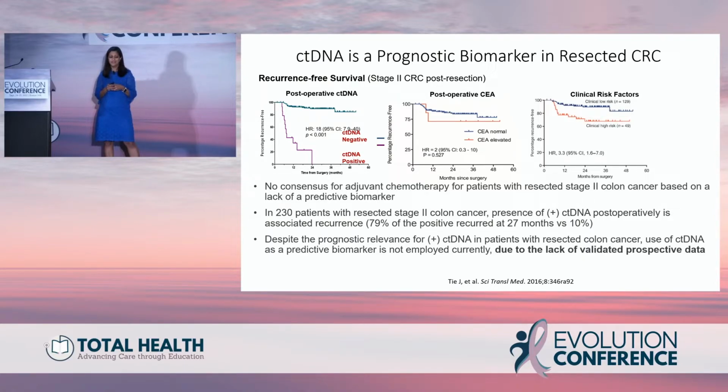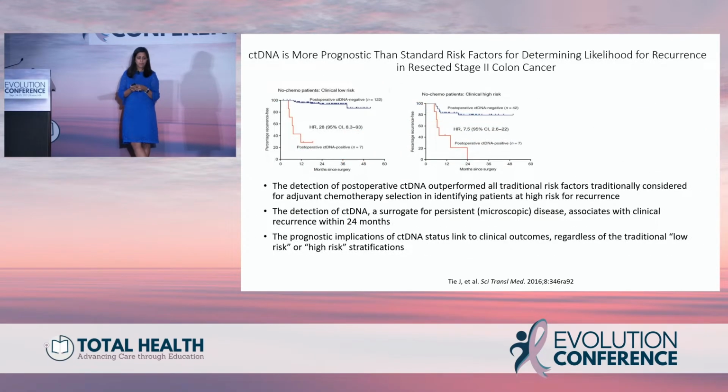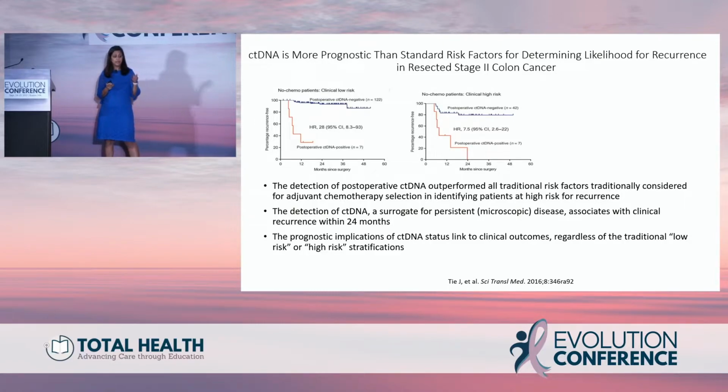The predictive question is still an outstanding question. When you look at conventional clinical risk factors and CEA, things we try to use to figure out who is high risk and low risk, you can see that CEA didn't meet statistical significance, and clinical risk factors did, but the hazard ratio was 3 compared to a hazard ratio of 18. So what they did here is look at the high-risk patients and the low-risk patients, and they still showed the same thing: even the patients who were clinically low risk, if you were ctDNA positive, you were going to recur.